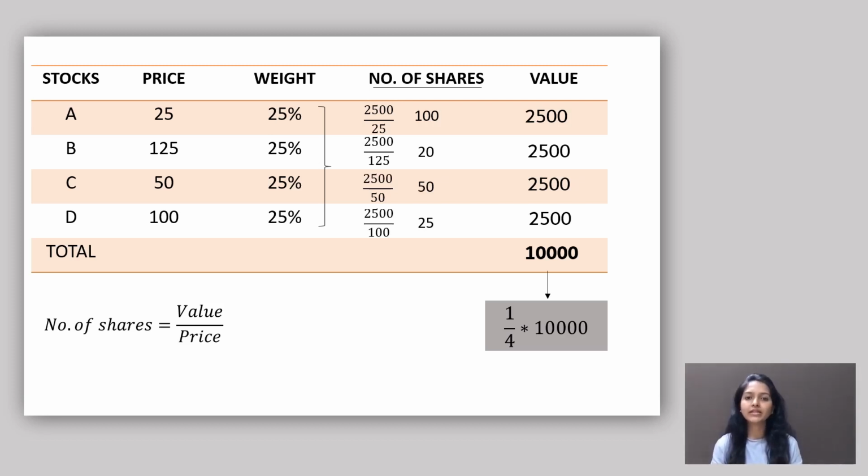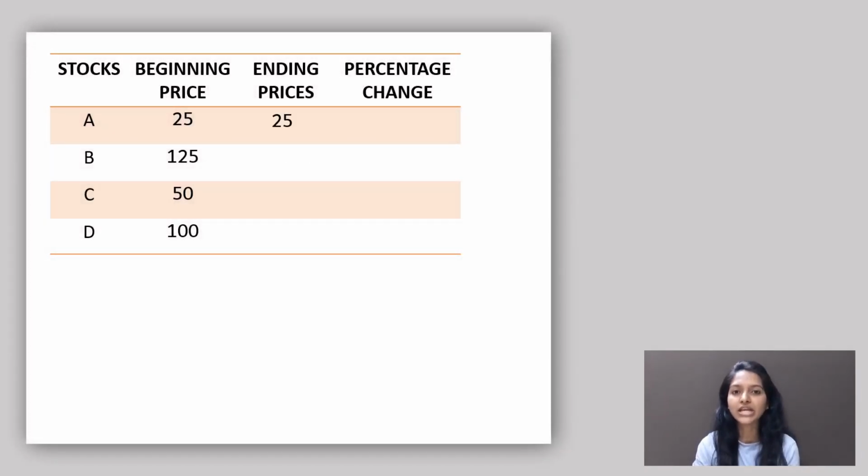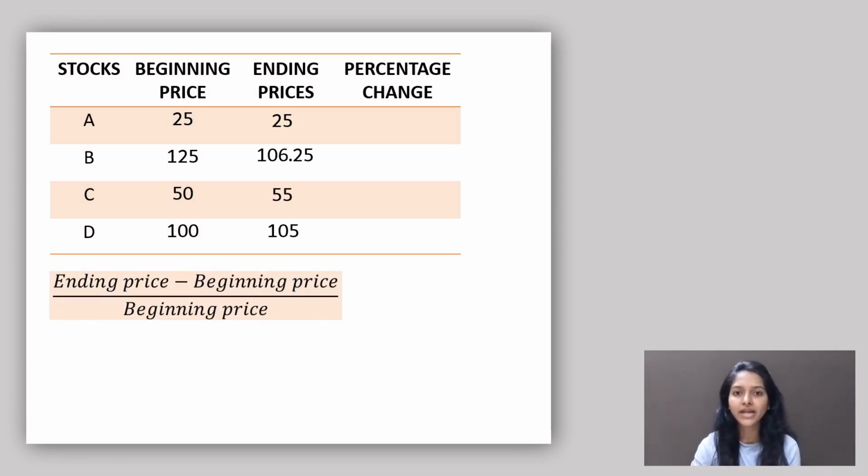Next, moving on to calculate the index value. These were the initial prices which have now changed, and in order to know the percentage change, deduct the beginning price from the ending price and then divide by the beginning price. For stock A, we can see there is no change. For B, it has decreased by 15%. C and D have increased by 10 and 5% respectively.